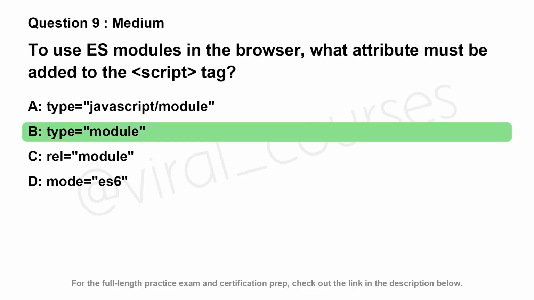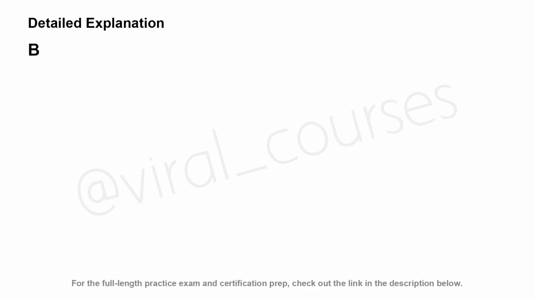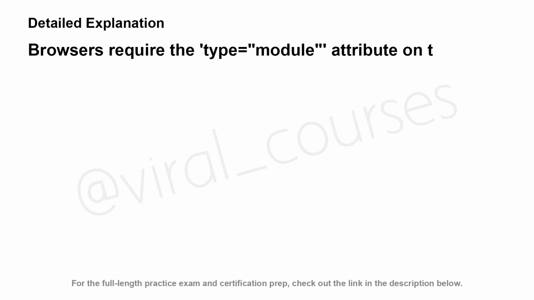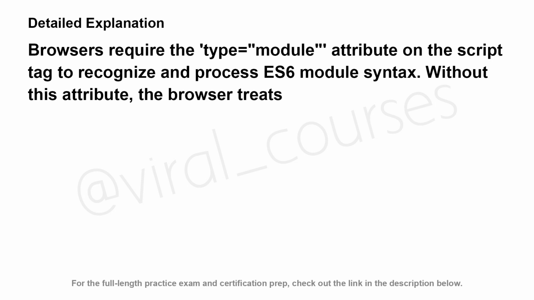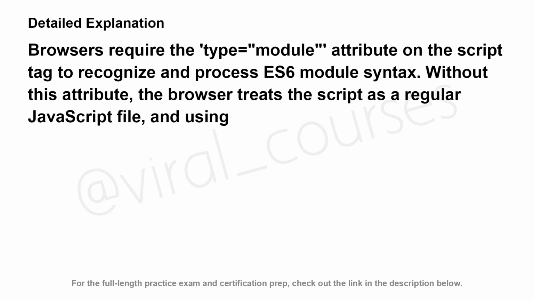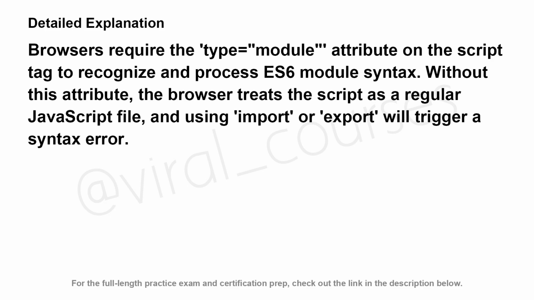The correct answer is B. Browsers require the type equals module attribute on the script tag to recognize and process ES6 module syntax. Without this attribute, the browser treats the script as a regular JavaScript file, and using import or export will trigger a syntax error.